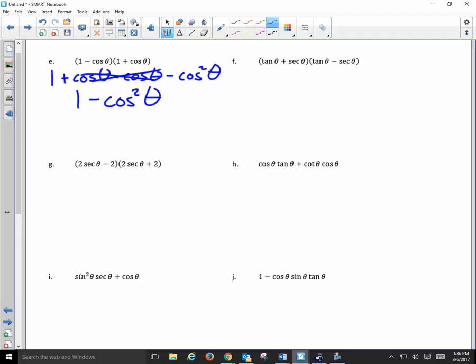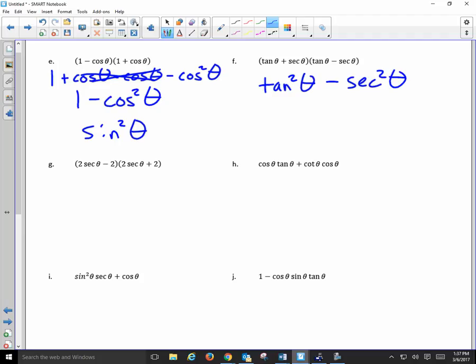Do we know what 1 minus cosine squared is? Sine squared. But what if you did? Let's try F. Are these conjugates? So the middles will cancel. I'll get tangent squared minus secant squared. What is that? It is not 1. It is negative 1.